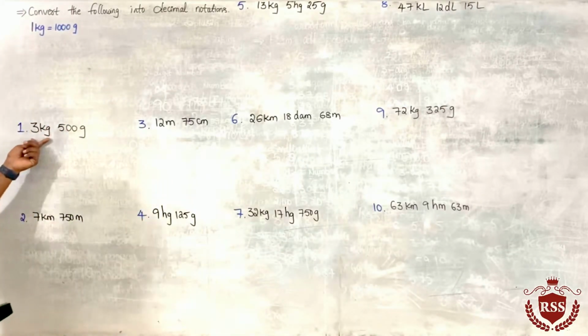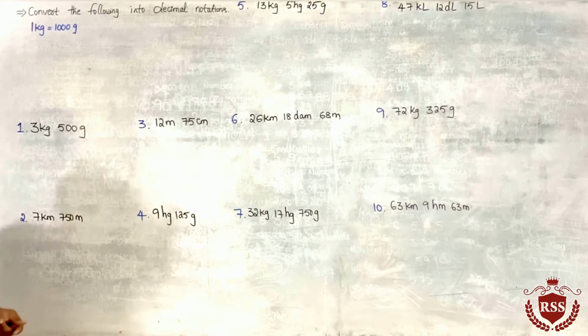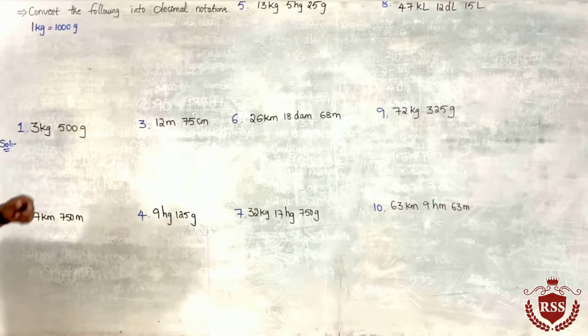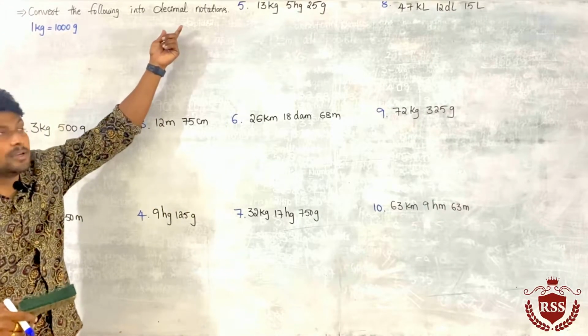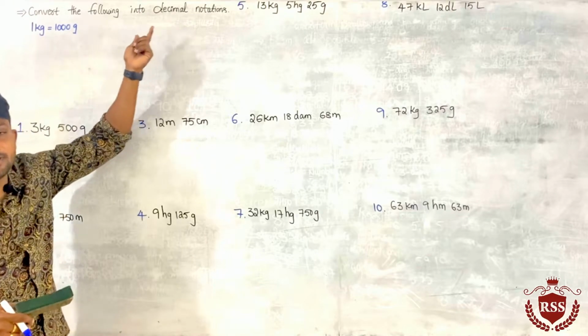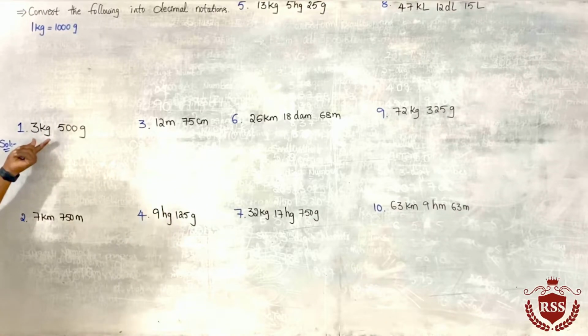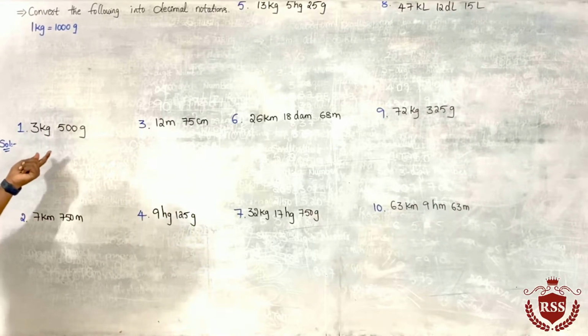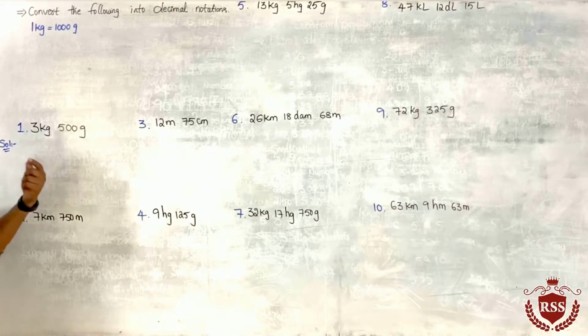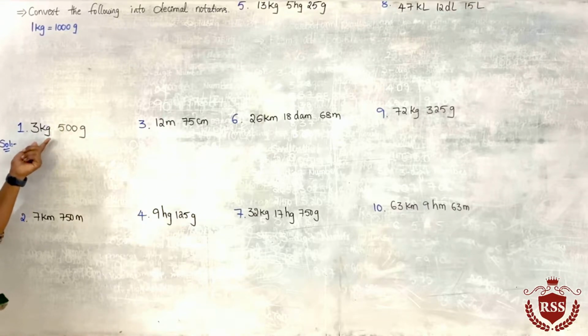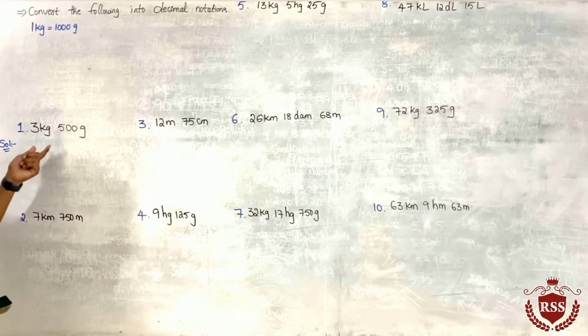So we have to convert 3 kg 500 grams into decimal notation, which means 3.5 kilograms. How does that conversion go? When we write in decimal notation, we have to take the maximum unit in the given question. What is the maximum unit in 3 kg 500 grams? Kilograms.